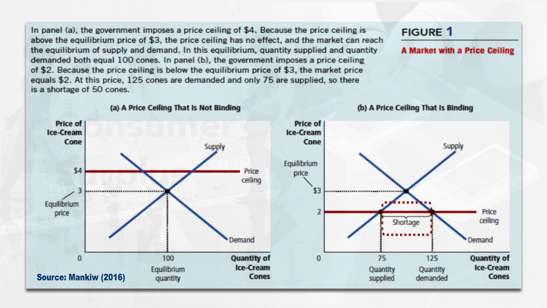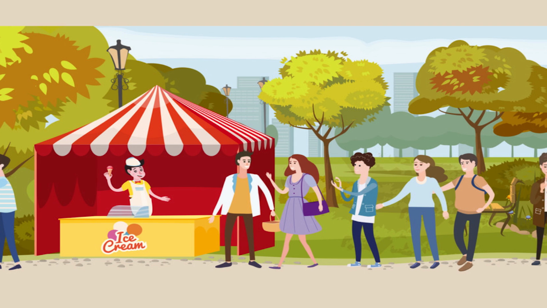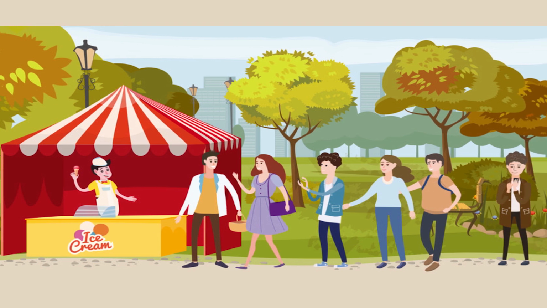This creates a shortage where some customers who want to buy ice cream at a controlled price are unable to do so. To address this shortage, some form of rationing will naturally emerge. This could involve long queues where those willing to wait in line early get ice cream, while others will not get ice cream. Alternatively, sellers might ration ice cream based on personal preferences, favoring friends, relatives or specific groups. It is important to note that although the price ceiling is intended to help buyers, not all buyers benefit equally.